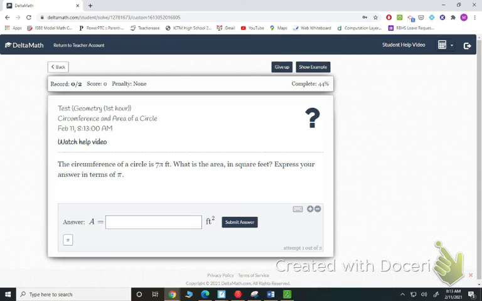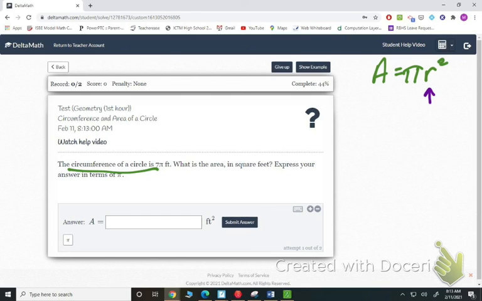They're going to give you area and ask for circumference. So on this one, it says the circumference of a circle is 7 pi feet. What is the area? Okay, so what do I need to know in order to find area? Since area is pi r squared, what I really need to find is the radius. If I can find the radius, then I can find the area.